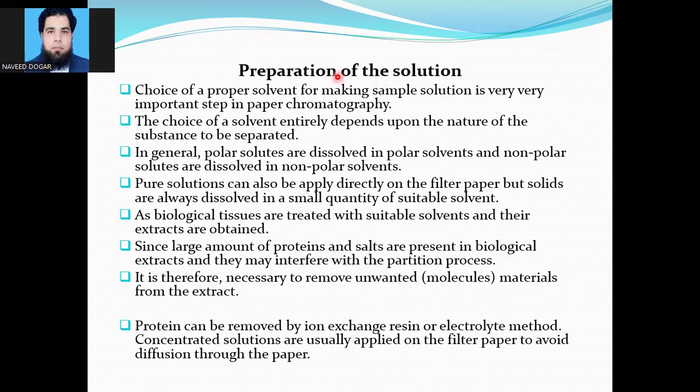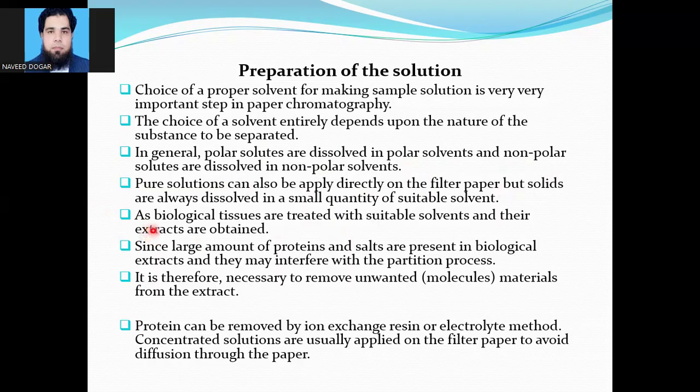Then preparation of the solution, meaning the solution of the sample. Choice of proper solvent is required for making the sample solution, and it is a very important step. In fact, the solvent required for making the sample depends upon the type of the sample. In general, if our sample is polar, or contains polar solutes, then we have to use polar solvents. And if our sample contains non-polar solutes, then we have to use non-polar solvents for these sample components. After that, pure solutions are made, and these pure solutions are directly applied to the filter paper. So we have to make the pure solutions in suitable solvents.